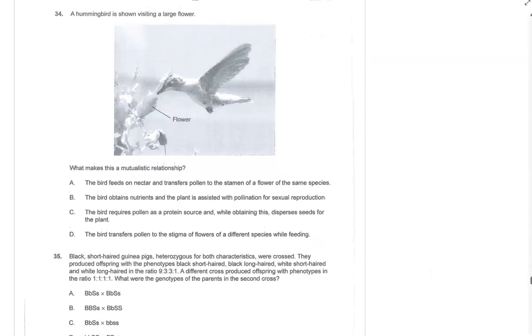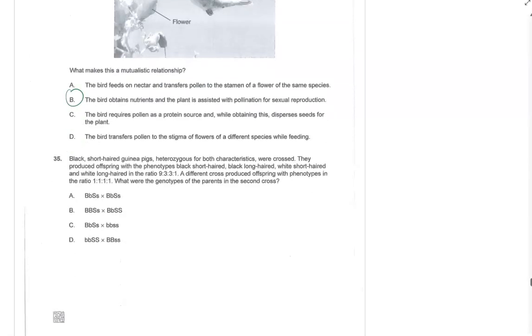Here we have our friendly hummingbird. So what makes a mutualistic relationship? So the bird obtains nutrients and the plant is assisted. Mutualism is when both things are beneficial. And so B is mutualistic.